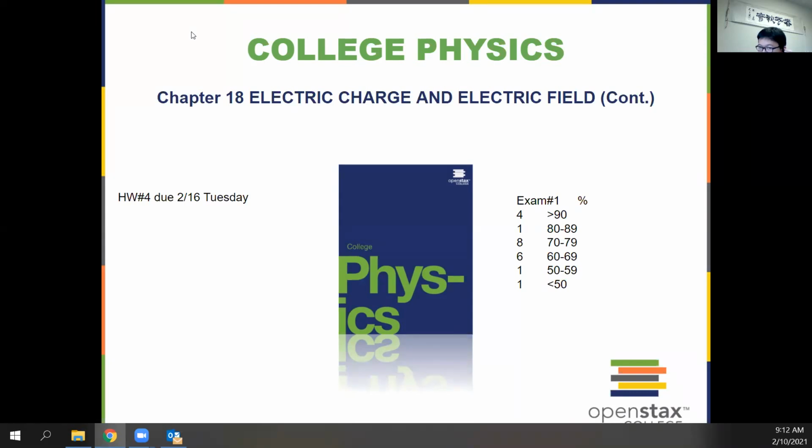The distribution of the exam grades: there are 4 of you who scored greater than or equal to 90%, and 1 of you in the range of 80 to 89%. There were 8 of you in 70 to 79%, 6 between 60 and 69%, and 1 in the 50s, 1 less than 50. The average of the class is a little bit above 72%.